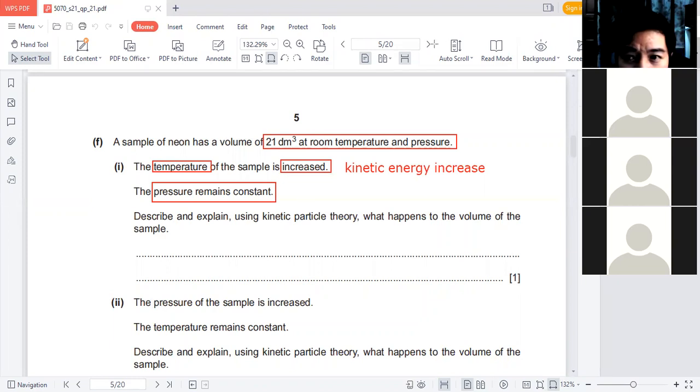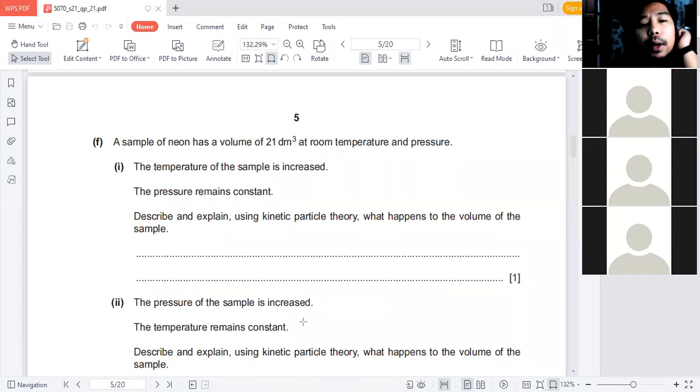Now let's remove that. Now the pressure of the sample increases. So of course, this can be important for us. Now the temperature remains constant. Describe and explain using kinetic particle theory what happened to the volume of the sample.